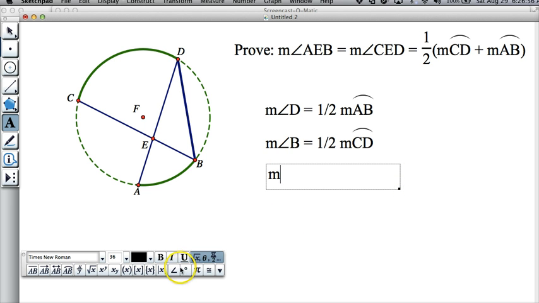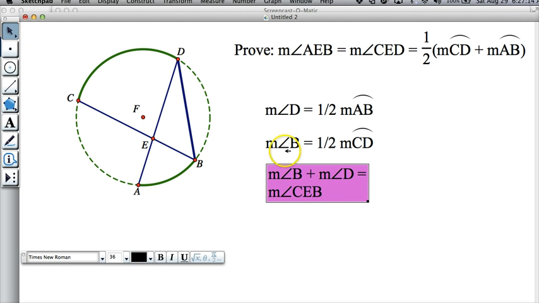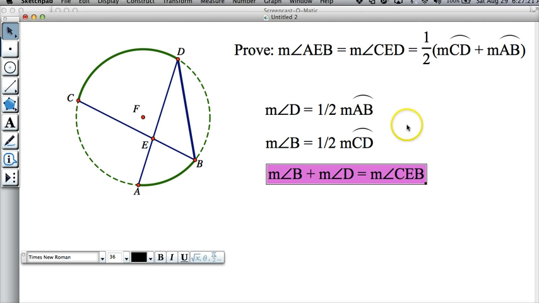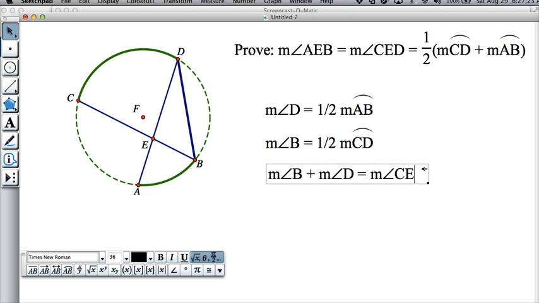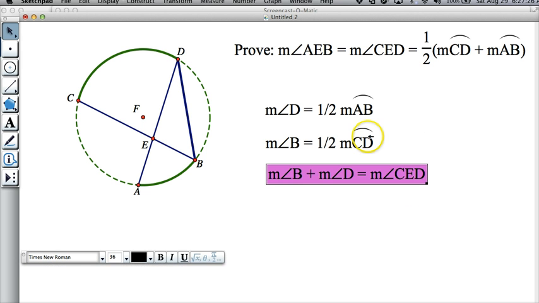angle B plus measure of angle D equals the measure of angle CEB, which is an exterior angle of the triangle. And in that way, we've now involved an angle that is part of our proof. Sorry, that was actually angle CED. So we've now involved an angle that we wanted to have as part of our proof.